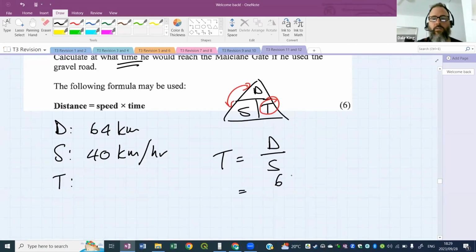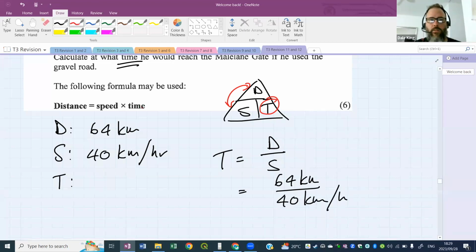Our distance is 64 kilometers, and our speed is 40 kilometers per hour. Now, the hard part of this question so far has been gathering information. We've got a distance from the table that they gave us. We've got the speed from the text in the question. And then we've got to know which formula to write. So T is equal to D over S. The second most difficult thing here is making sure that your units are correct. You've got to have kilometers there and kilometers here. So if one was meters, you'd have to convert. And then the time that we're going to get out is going to come out as hours.